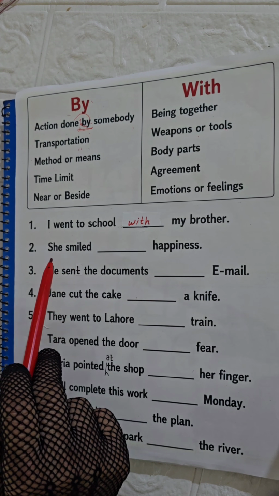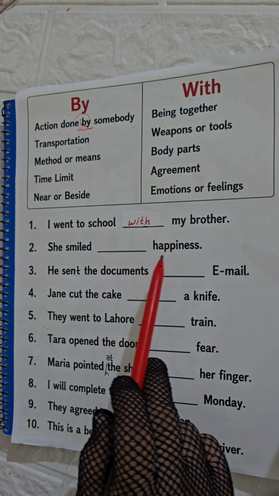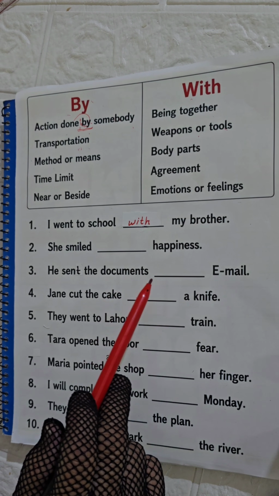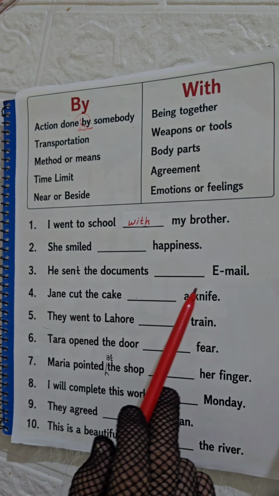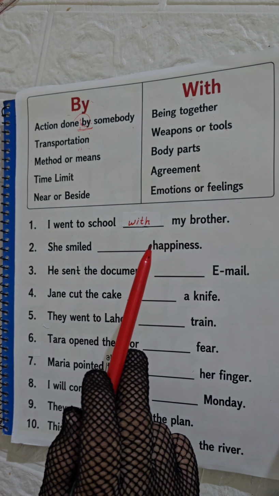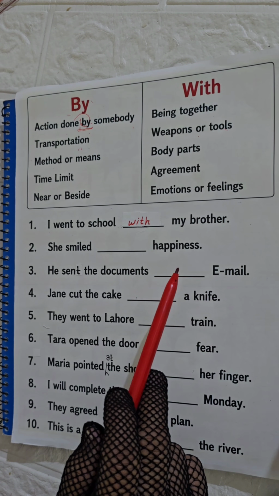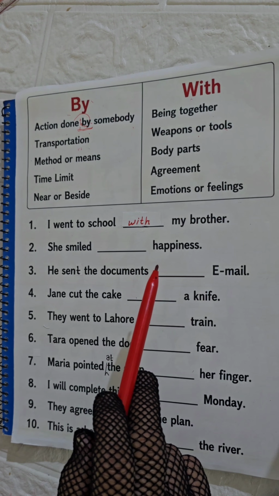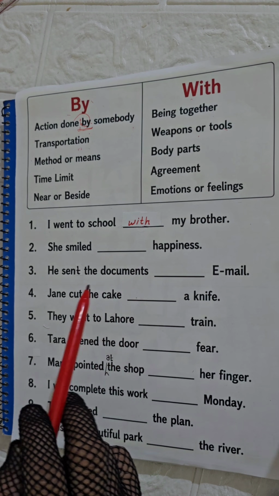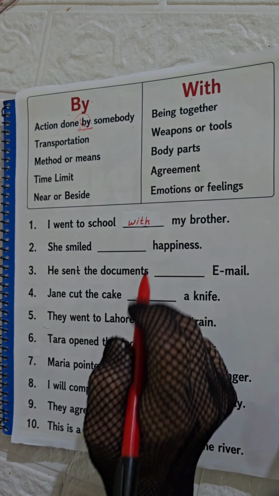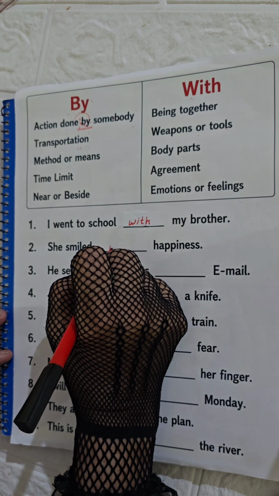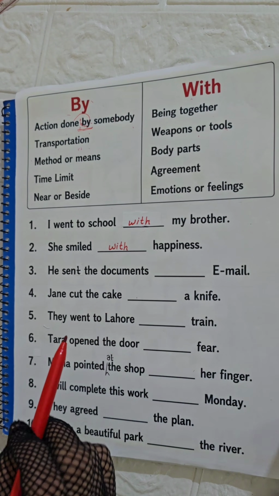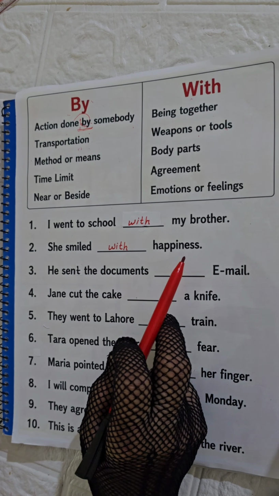Now, number two, she smiled blank happiness. What will you use in the blank? By or with to complete the sentence. Here, the word happiness in this sentence expresses a feeling or emotion. We use with. Therefore, we will write with in the blank. Now the complete sentence is she smiled with happiness.